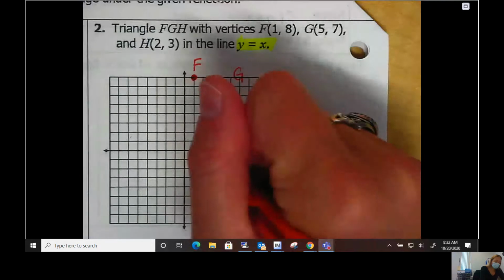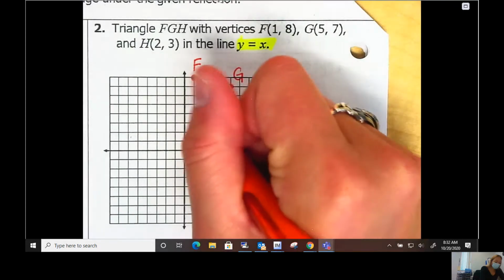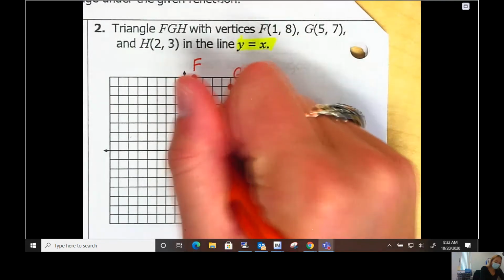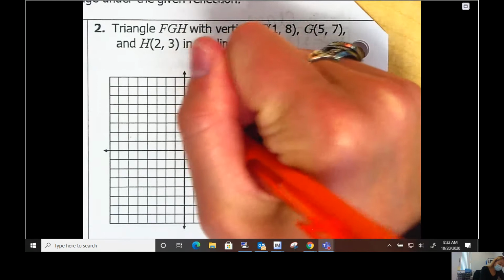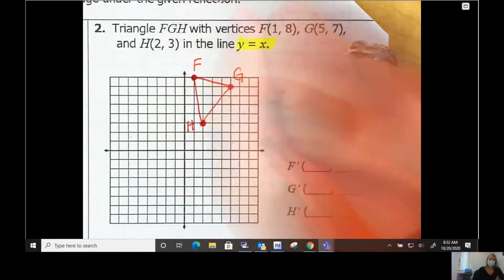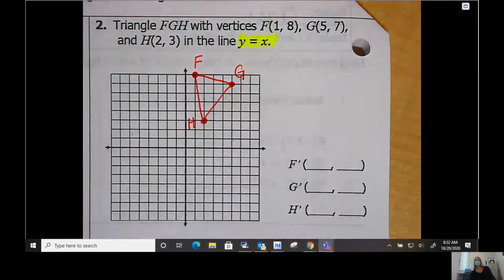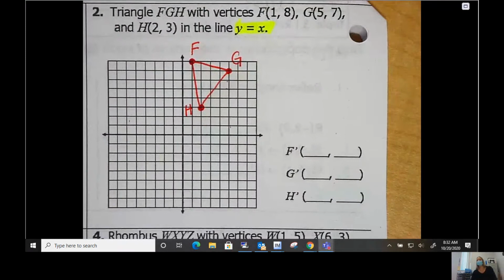And H is 2, 3. Over 2, up 3. Okay, so once you have that graph, put your pencil down, and then I'll take you on to the next part.